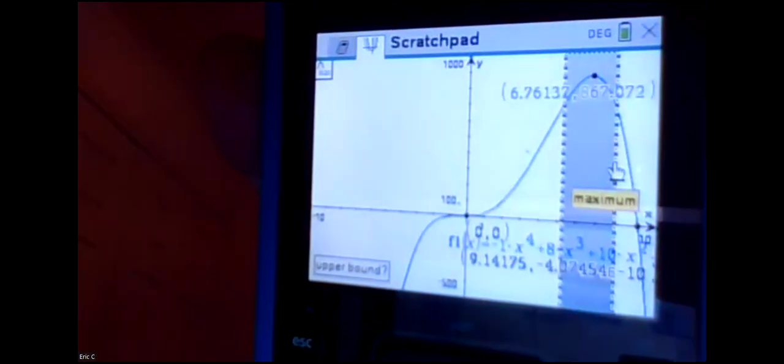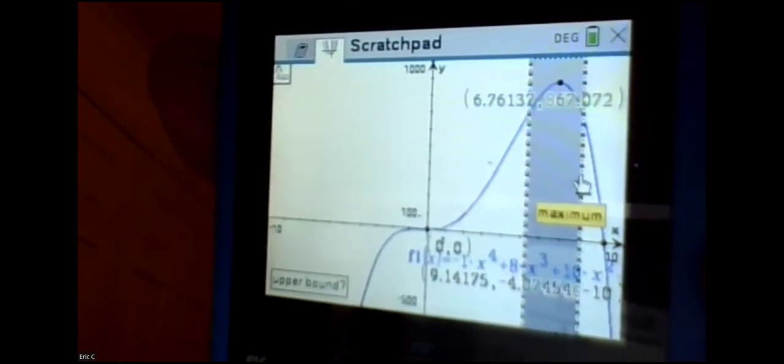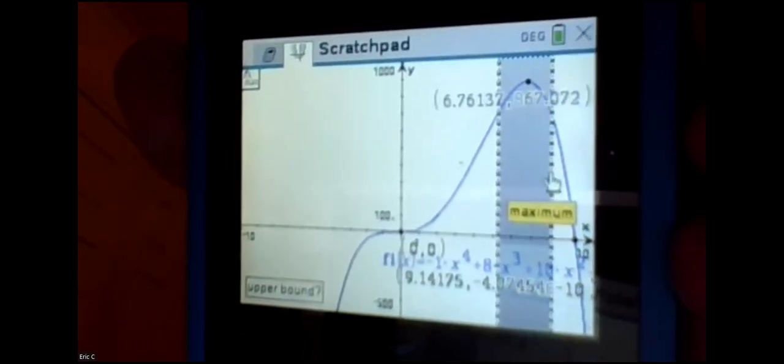And the turning point is a maximum. So you go to analyze graph, maximum. And then just highlight this section here like this. And that's your maximum: x is around 6.76 and y is 867.07. So that's that, and then you can just graph that into your sheet. So that's done for part A.